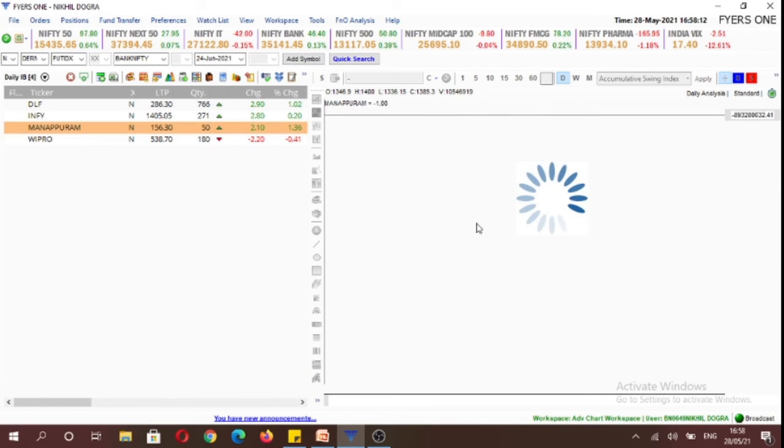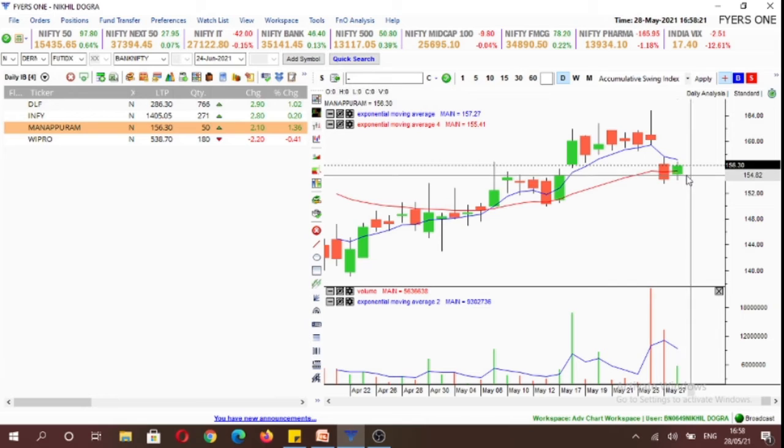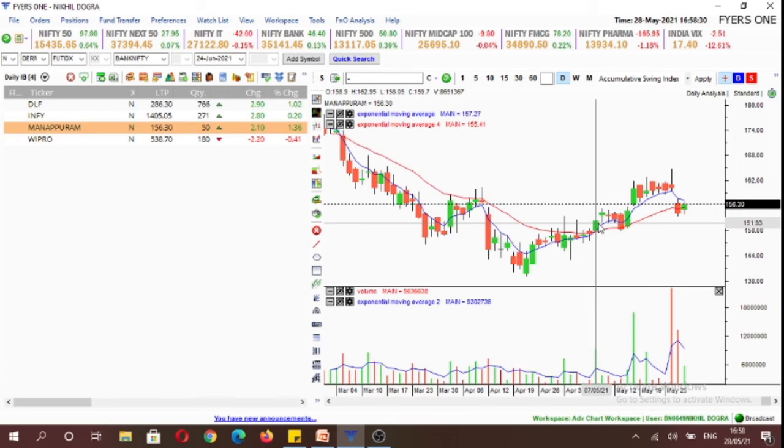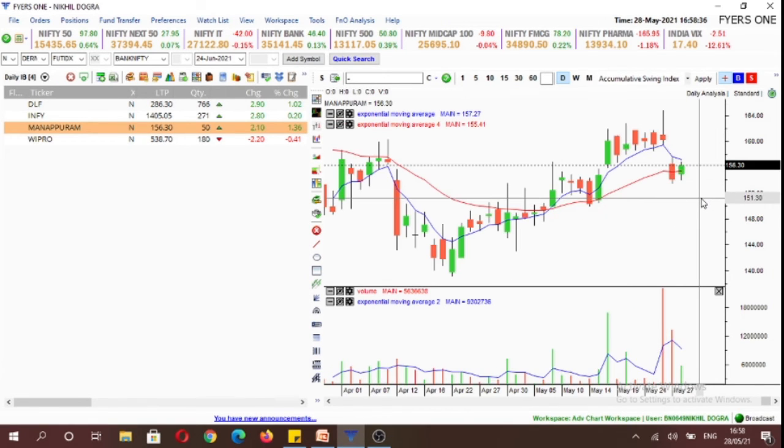Our third stock is Manappuram. You will see that Manappuram has formed an inside candlestick, and it is trading below its 5-day exponential moving average. But in terms of the trend based on moving averages, it's still in an uptrend. So here we would be trading either side of the range with half our normal size. Above 157, we look for buying opportunity with half our normal size, and below 154, we look for selling opportunity again with half our normal size.